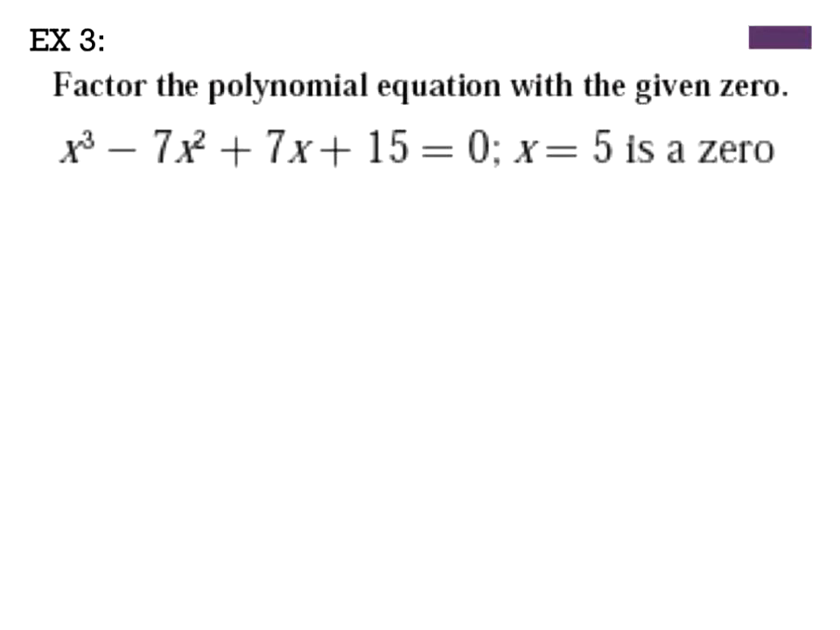So we're going to try one more. It's very, very similar. Factor the polynomial equation with the given 0. So it's telling me that x equals 5 is a 0. So remember, like last time, if it's a 0, what number am I going to put out in front? Good. So 5 is a 0, so I'm going to put my 5 out there. So let me give you guys a moment to do your synthetic division.